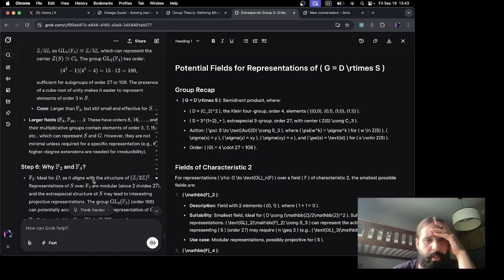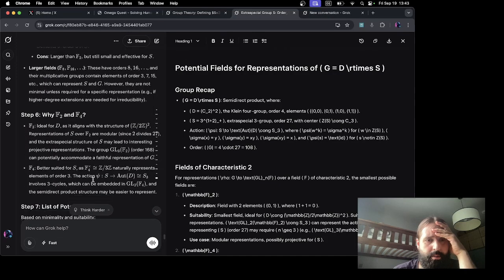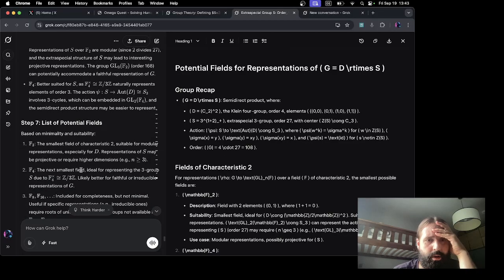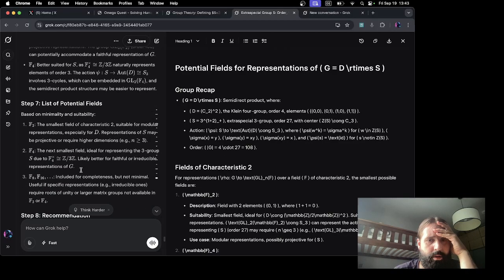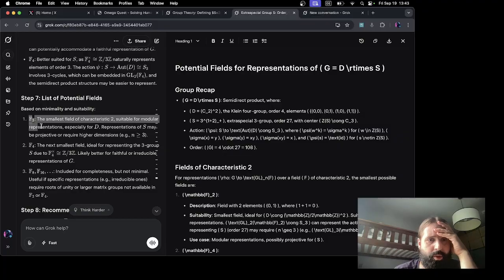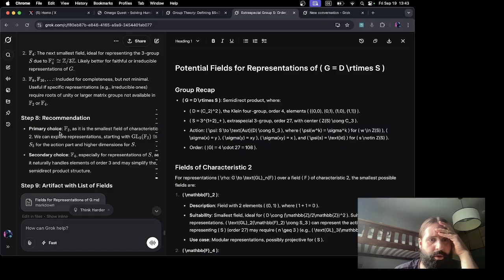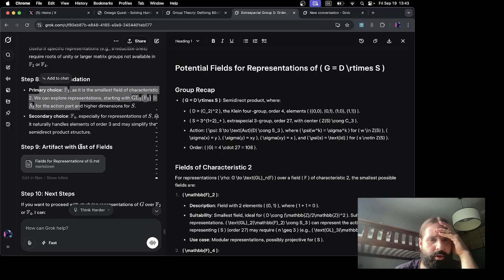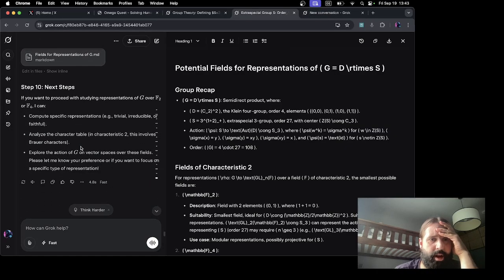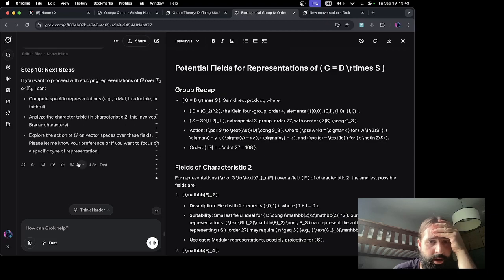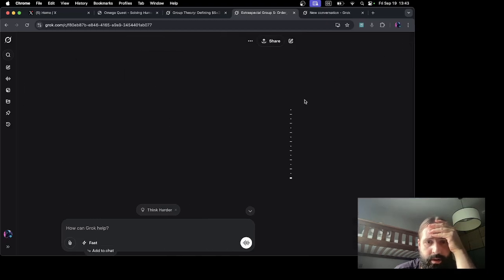Better suited for S. Okay, but F2 still could work. This is the smallest field, so we would go with F2 first. Next steps: if you want to proceed with studying representations of G over F2, I can compute specific representations, irreducible, faithful, and analyze the character table. Yeah, exactly. Thank you. That makes sense.